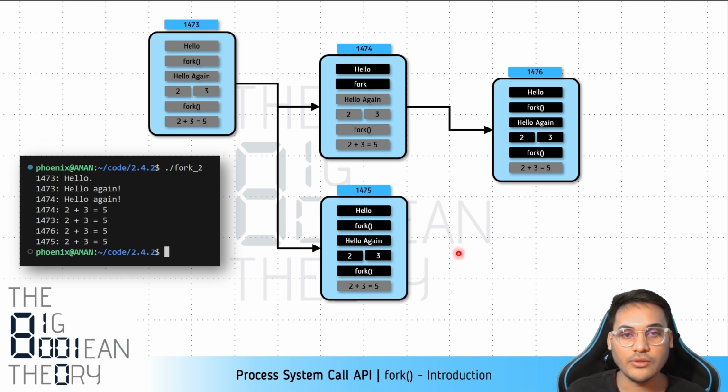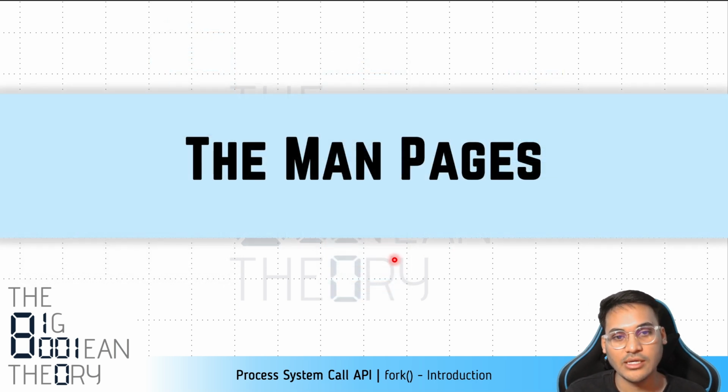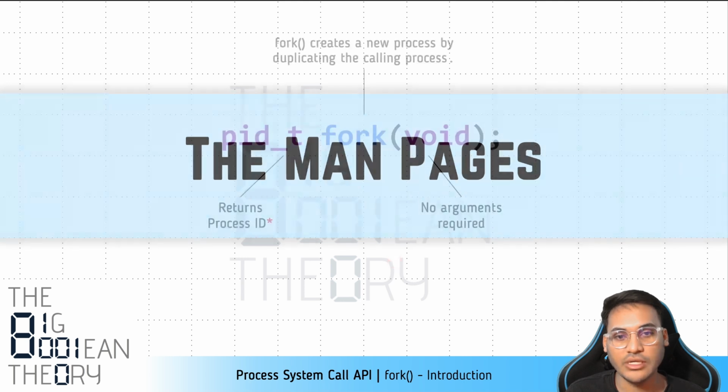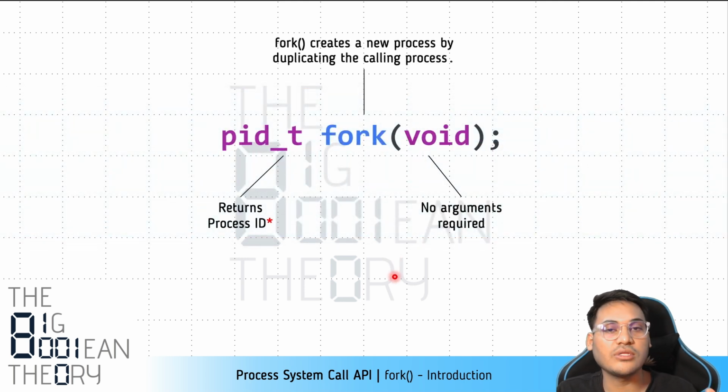So finally, what I want to talk about is the man pages. This is the final part of this video. Here, I'm going to talk about a tool in the Linux operating system. Basically, it's documentation, right? Where you can go and read about the different system calls and the different commands that are there in the Unix operating system. Like we discussed at the very beginning of this video, we discussed the signature of the fork system call in detail.